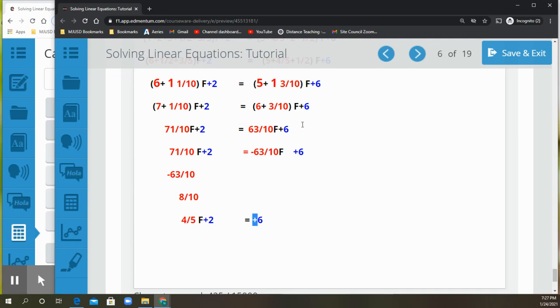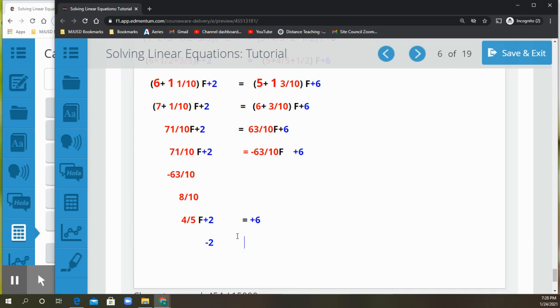Okay, see this plus sign? That's just a carryover. It's a given. I could delete it, but we're going to leave it there just so you know it's a positive 6. So now we have 4/5 F plus 2 on this side of the equation and plus 6 on this side of the equation. So in order to get rid of this plus 2, I need to subtract 2. Now I've gotten rid of this plus 2 by subtracting 2.